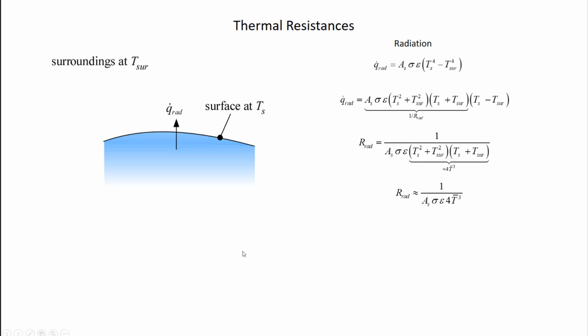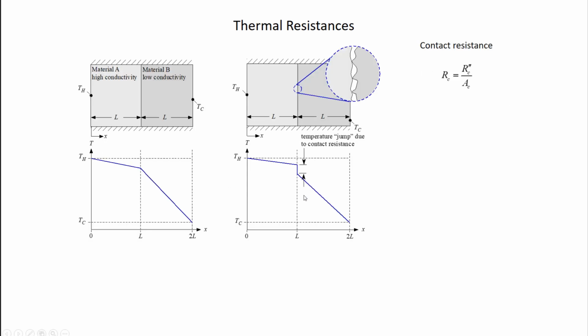All right, so we have a few different conduction resistances. We have a convection resistance. We have a radiation resistance, at least an approximate one for a very simple situation. There's one more resistance that we should at least mention, and that's a contact resistance.